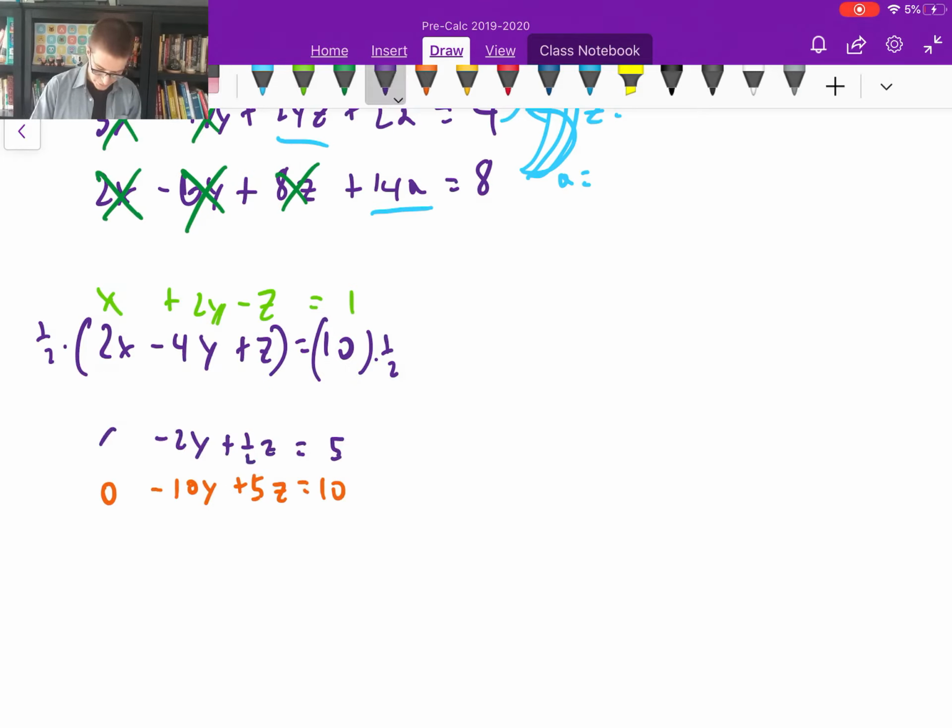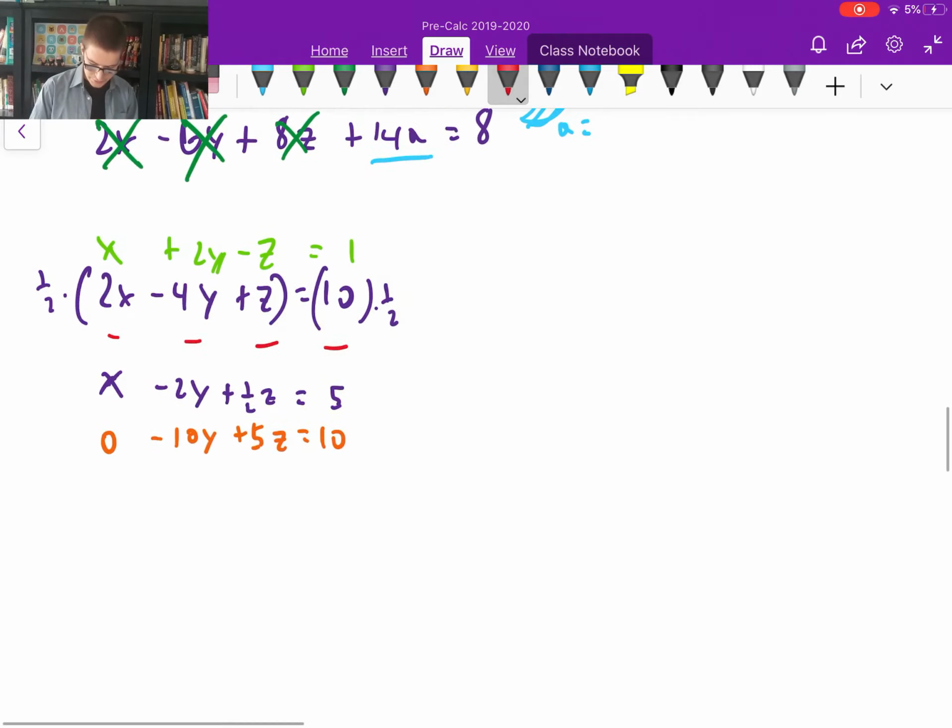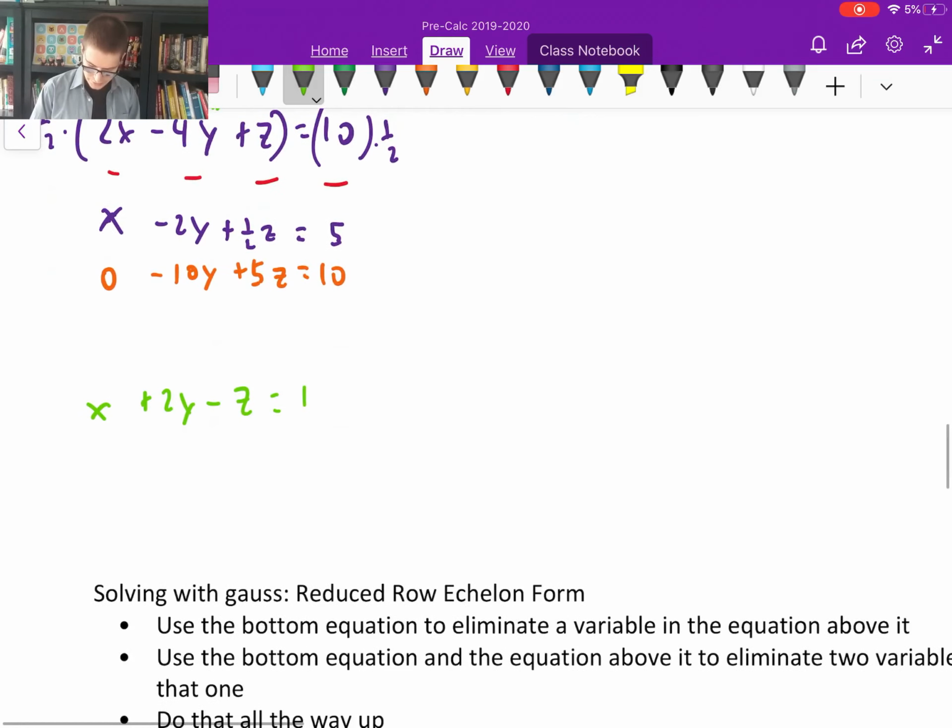Okay, so now we've got this answer. Now that we've gotten this answer, we can subtract the top equation from the bottom equation to get a new purple equation. Okay, so this gives us our new equation. We'll get x plus 2y minus z equals 1. We'll get 0 minus 10y plus 5z equals 10.